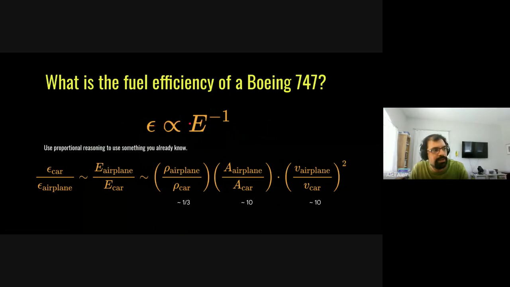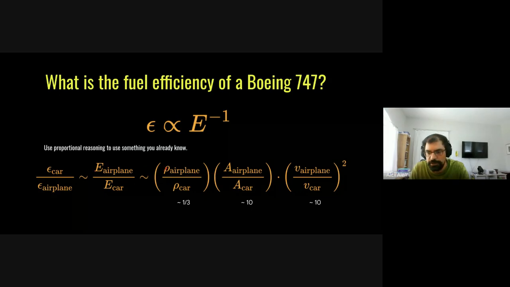But we could then use scaling. We could equate two instances that we know. We don't know what the efficiency of a Boeing 747 is, but I know what the efficiency of my car is. So why don't I scale up from a car? My divide and conquer twiddle reasoning gave me a scaling relation, and that scaling relation allows me to scale. If the efficiency goes like the inverse of the energy, the efficiency of a car over the efficiency of an airplane is going to be the energy used by an airplane divided by the energy used by a car.